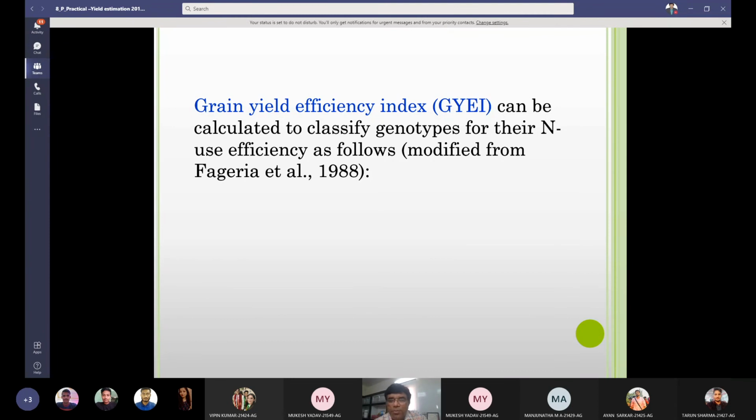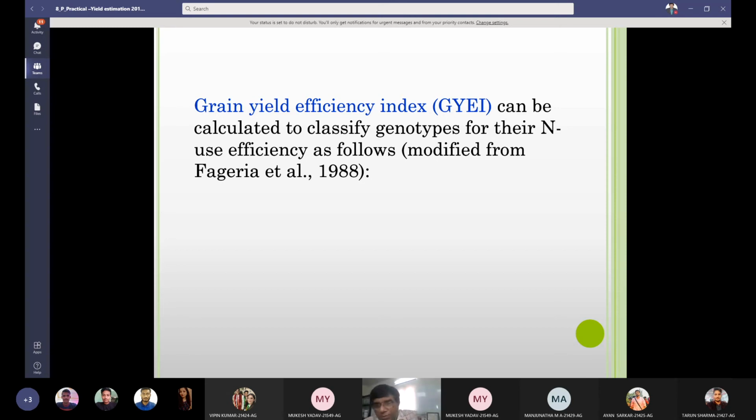efficient genotype. So people have put forward their own ideas, own theories, and this is one of them, which says that if we can calculate the grain yield efficiency index, based upon this index, we can group the rice genotypes into efficient or inefficient users of nitrogen. Nitrogen use efficient or nitrogen use inefficient genotypes can be categorized based upon grain yield efficiency index. So this is the background, very brief. You can understand grain yield efficiency index.